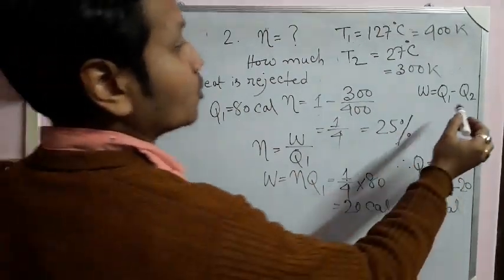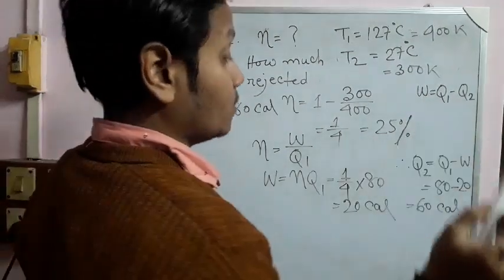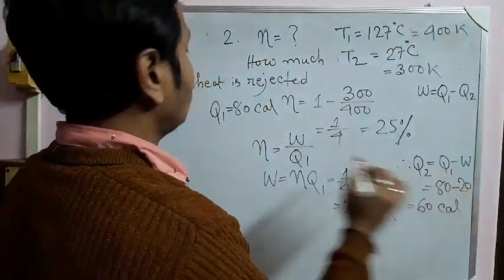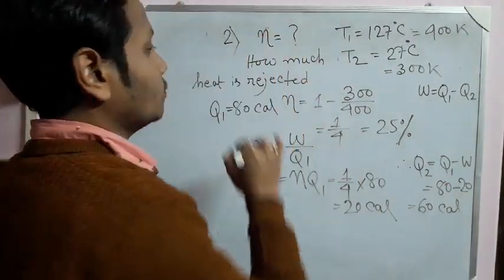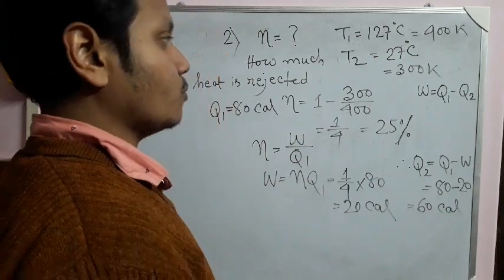Again we know the formula, W equals Q1 minus Q2. So how much amount of heat is rejected? Q2, that's equal to Q1 minus W. So this is also a simple numerical. Simple working formulas, you have to remember these formulas.